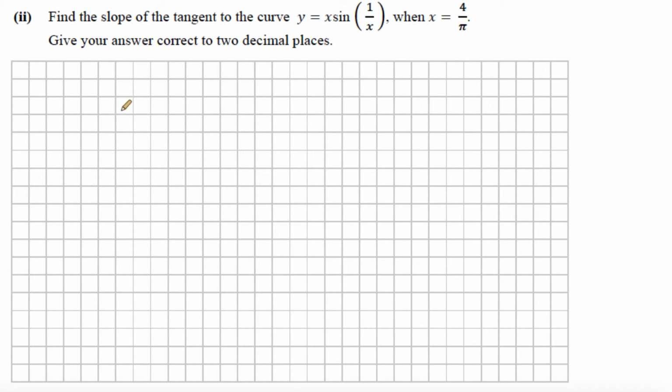Part 2. Find the slope of the tangent to the curve y equals x sine of 1 over x when x is equal to 4 over pi. And give your answer correct to 2 decimal places.